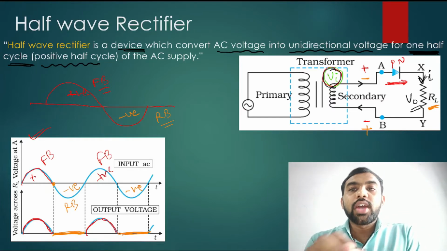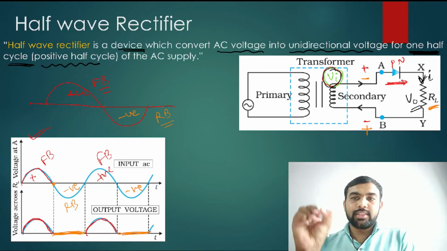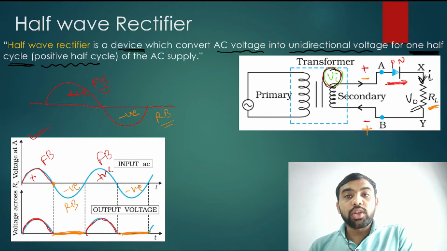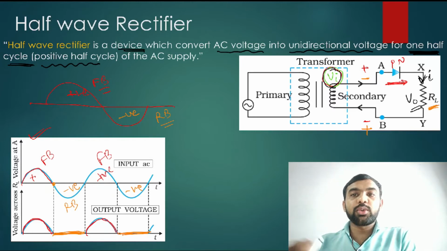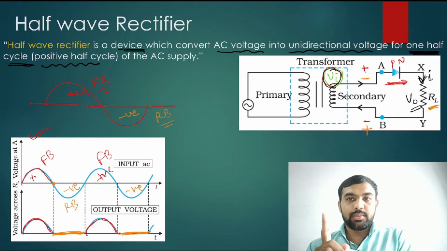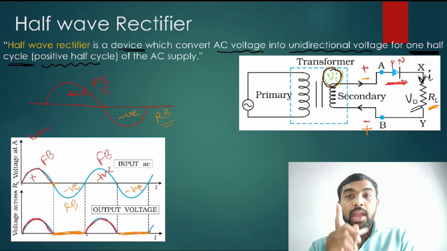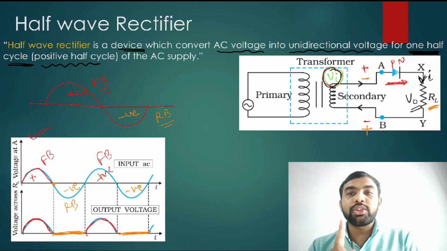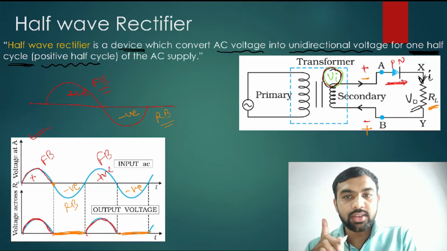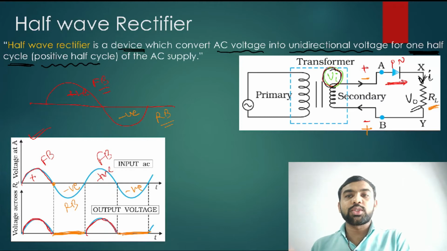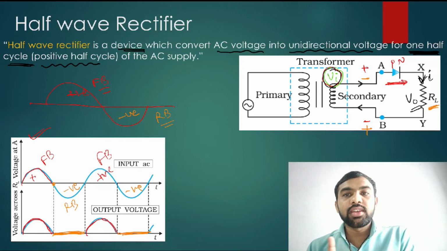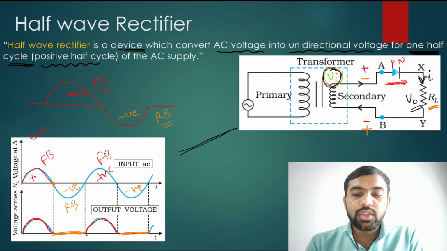So what is the input voltage? Alternating, like this: positive and negative both. But the output voltage is only positive or 0, which means only one direction. I am not telling you that it is direct current, I am just considering it unidirectional. Unidirectional means only positive or only negative. So the output is only positive or 0, but never negative. In this way you get the answer.